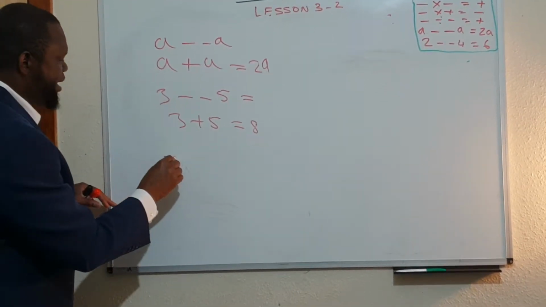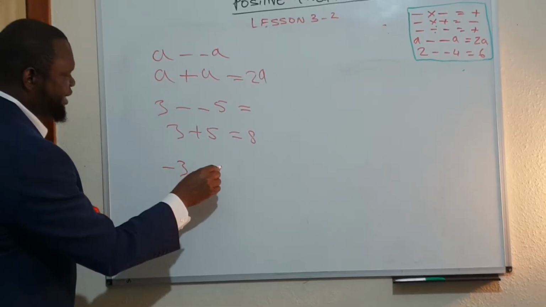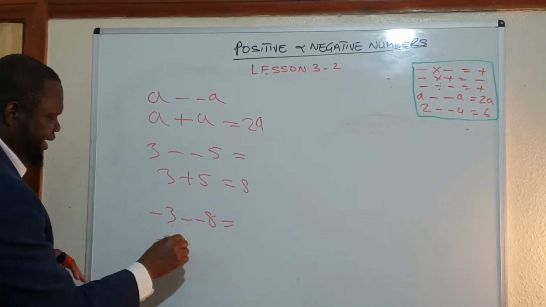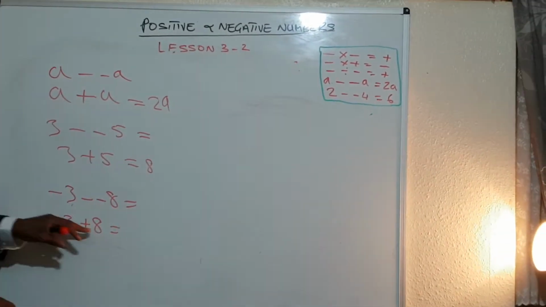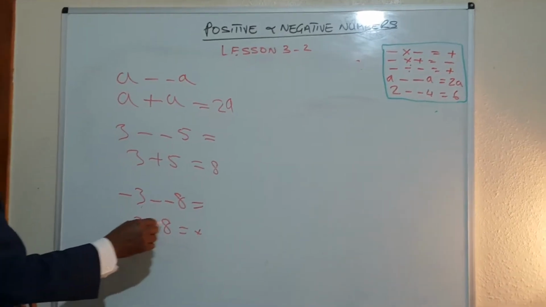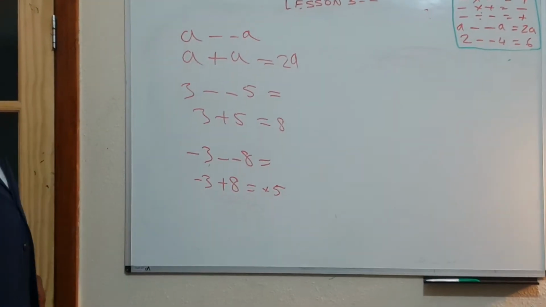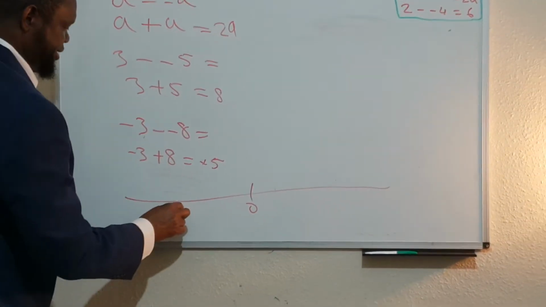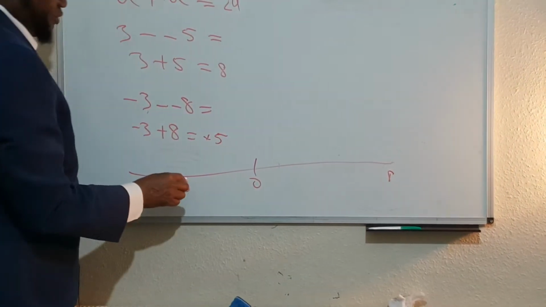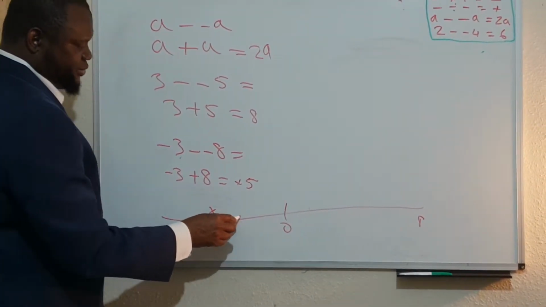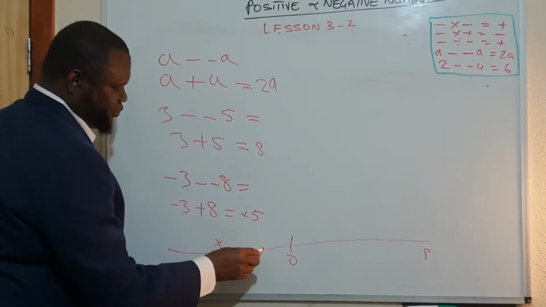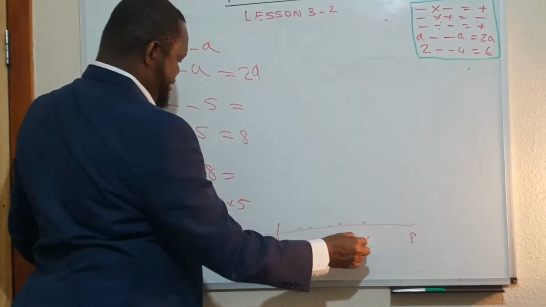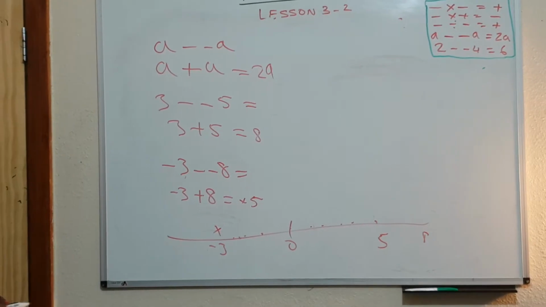But remember, if we have minus 3 minus minus 8, this will be minus 3 plus 8, which is 5. Sign of the bigger number. We can use our number line: 0 here, minus 3 here. From minus 3, we count 1, 2, 3, 4, 5, 6, 7, 8, up to plus 8, so the answer will be 5. Using the number line.